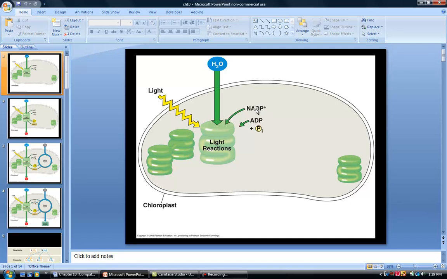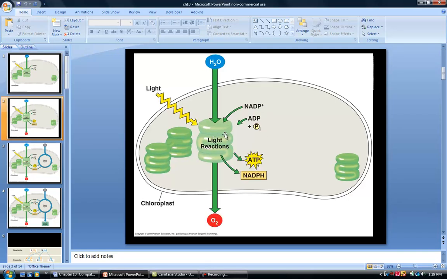And here you can see we have NAD+, or NADP+. It's just like NAD+, same idea. And then we've got ADP and phosphate, right? So we want to put those two together. So the light reactions are actually going to do that. So once those light reactions happen, you're going to extract those hydrogens off of here, and you're going to make oxygen, and then you're going to create NADPH and ATP as a result. Now these are going to be parts that the dark reactions are going to need in order to occur.